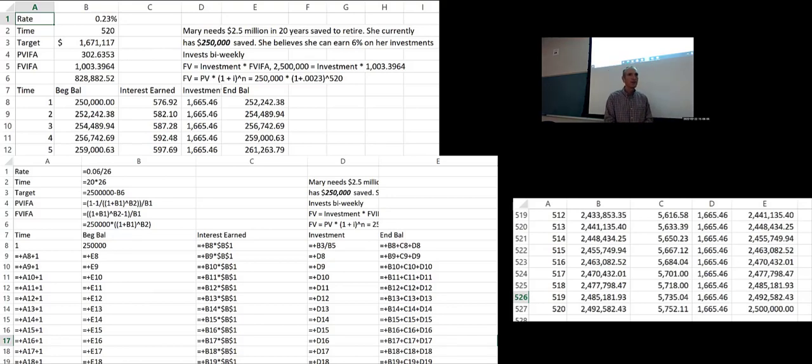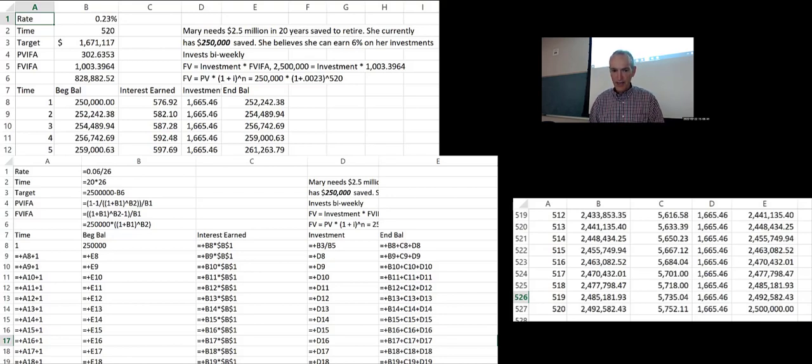So she's got 250 today. She needs 2.5 million. We know the 250 is going to offset some of that. How much is the 250 going to be worth in 20 years? So we want to know how much is that 250 today, that's the present value, going to be worth in 20 years. So we take the 250 times 1 plus our rate. I kept it with the biweekly and the 520. Why? Because I wanted the same compounding that I'm assuming in my schedule.